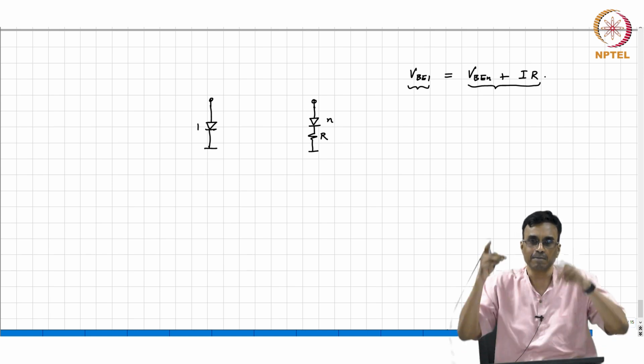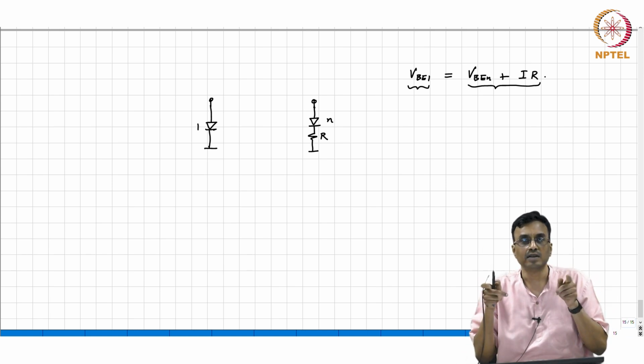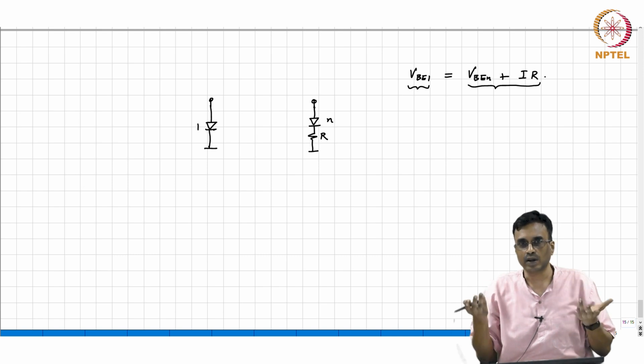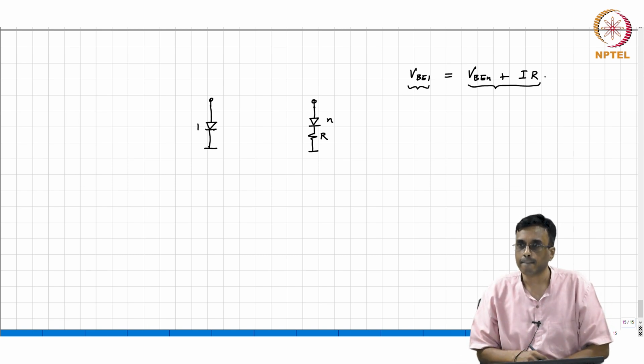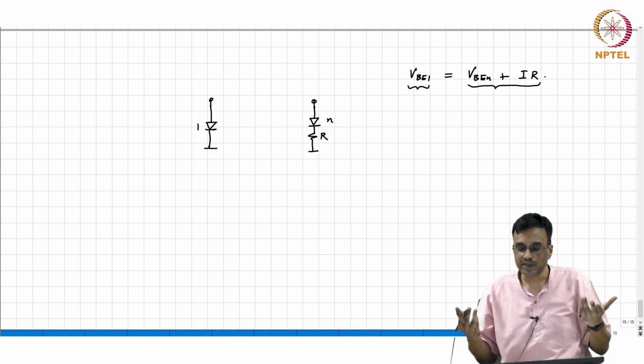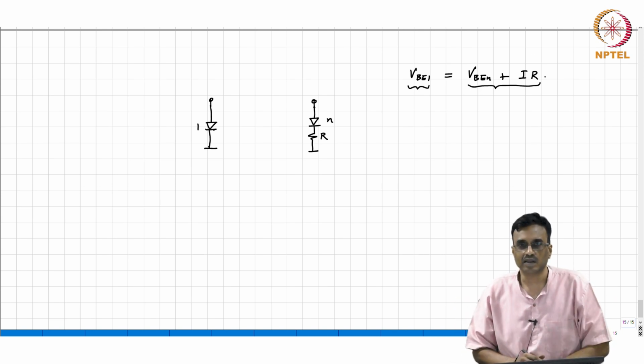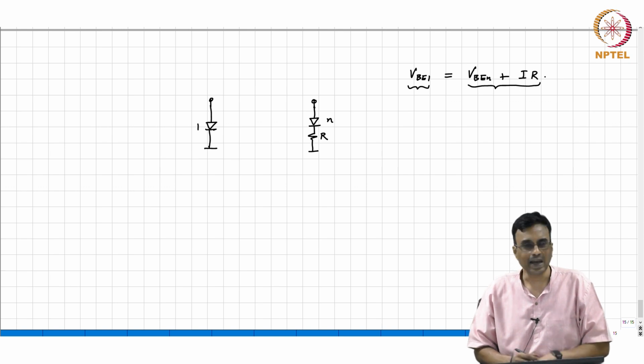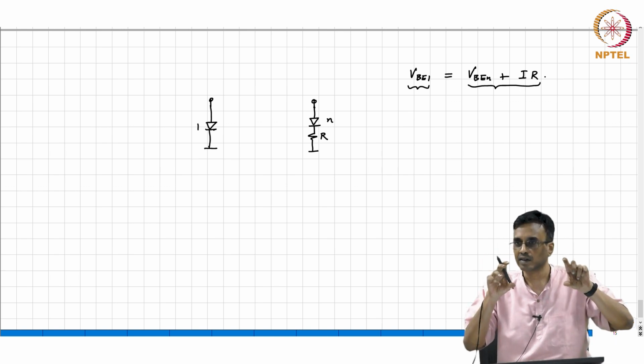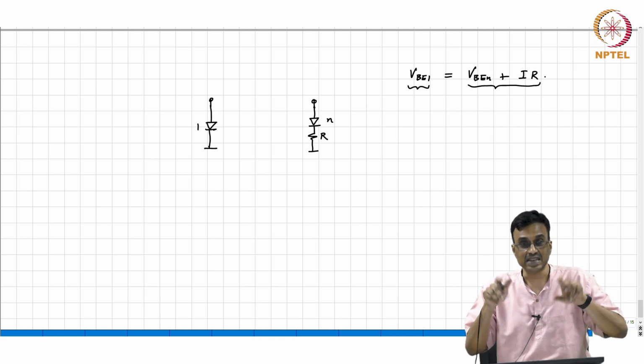We pumped the same current and were looking at the voltages. What else can we do? So, the obvious extension of this approach is to say, well, I will apply the same voltage across both the branches.